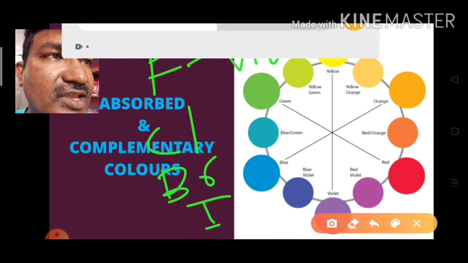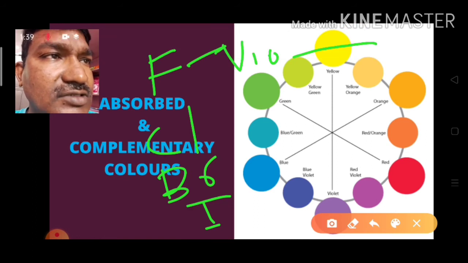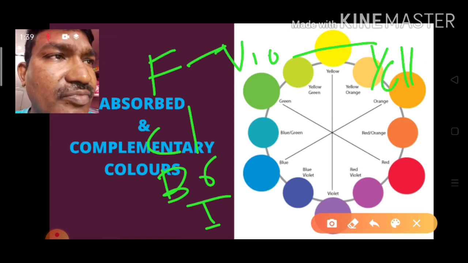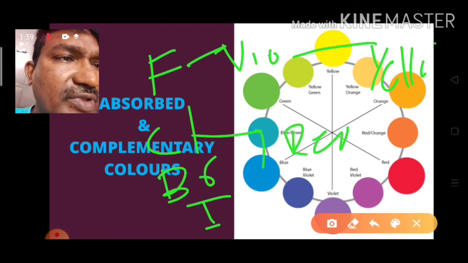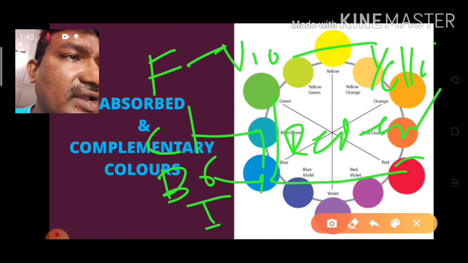So it appears in the yellow color. Chlorine observes the red color, so it appears in the green color. Bromine observes the green color, as a result it appears in the red color.